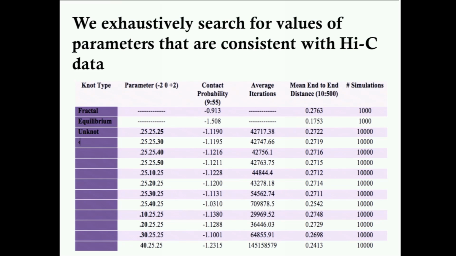So what we do at this stage, for instance, imagine that I take the unknot, the probability of -2 is 0.25, the probability of 0 is 0.25, and the probability of +2 is 0.25. And then I let it run, as I showed you earlier. We do this hundreds of thousands of times or tens of thousands of times. We estimate a contact probability.